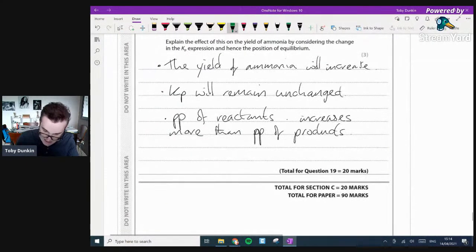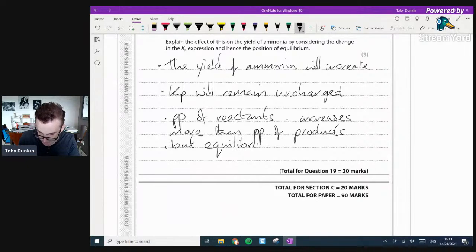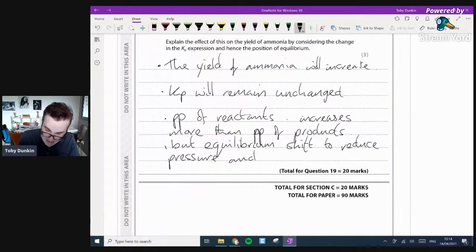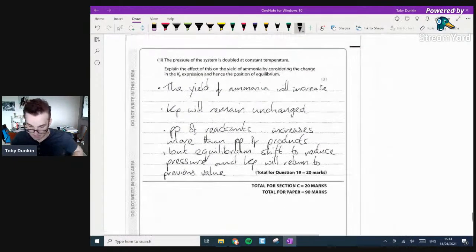So the partial pressure of reactants increases more than the products, but equilibrium shifts to reduce pressure, and Kp will return to its previous value, unchanging. Right, guys, that brings me to the end of the paper.